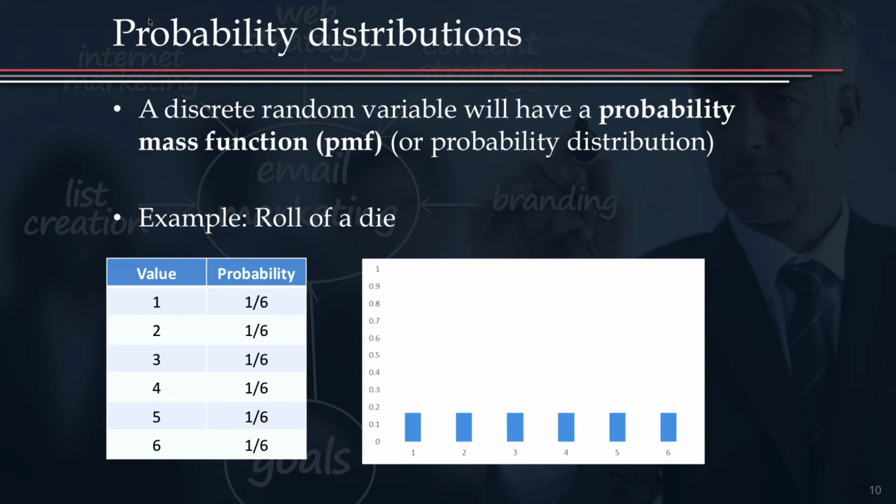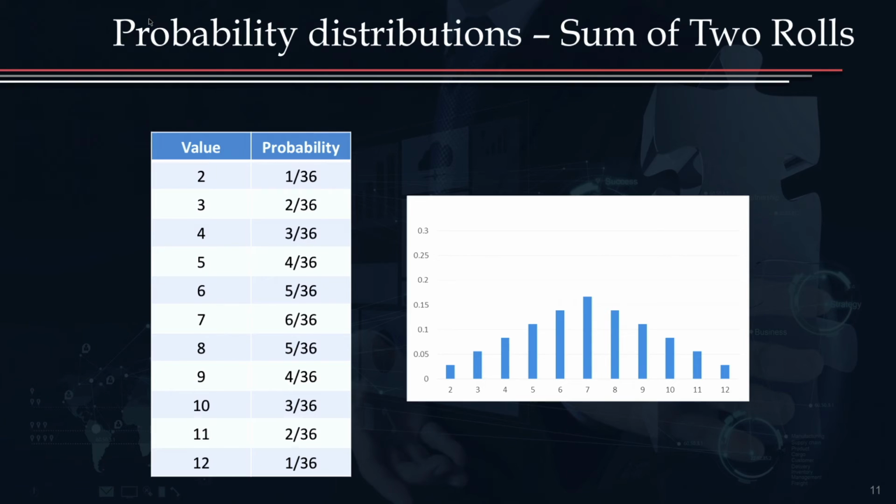There's a table on the left and a graph on the right, and each of them show that the mass of the probabilities on the different values are distributed equally, 1/6 on each. Here's an example of a little bit more interesting probability mass function, again expressed in two different ways, in a table form and in a graph. This is the probability of the sum of two rolls, and you'll notice that the probability of rolling two rolls that sum up to 2 or 12 is very low, while the probability of rolling two rolls that sum up to 7 or even 6 or 8 are relatively high. This is shown in the numbers on the left and in the heights of the bars on the right.